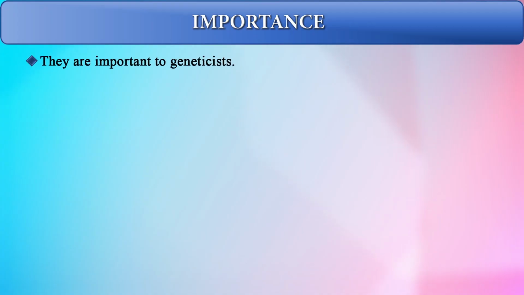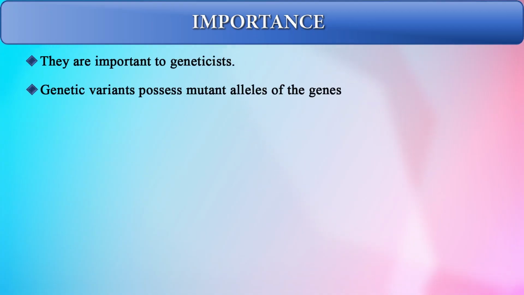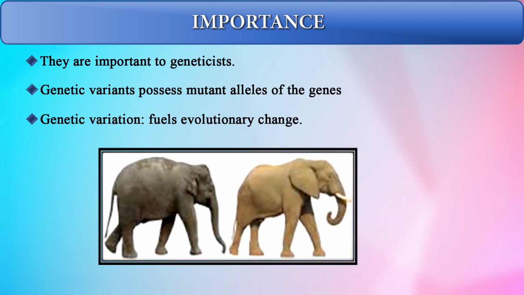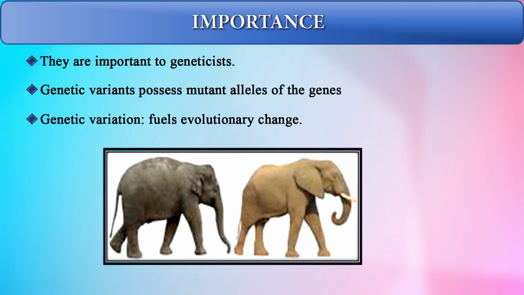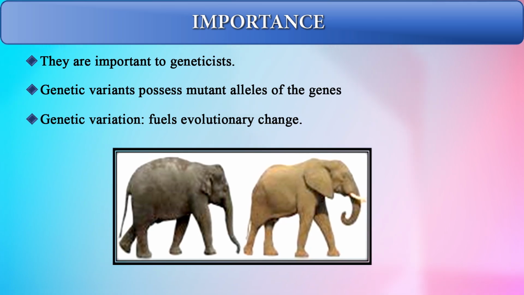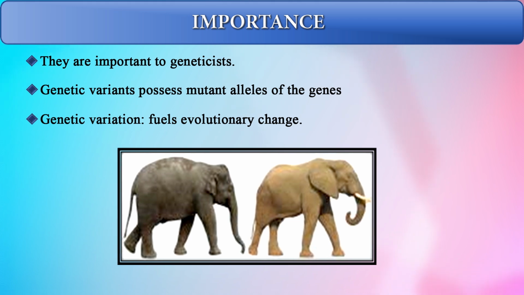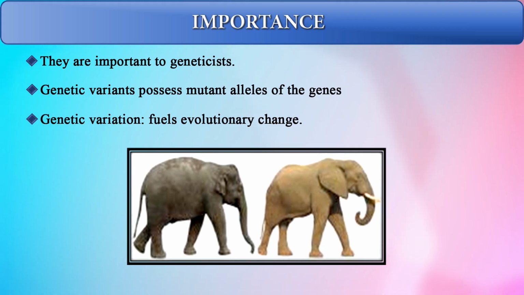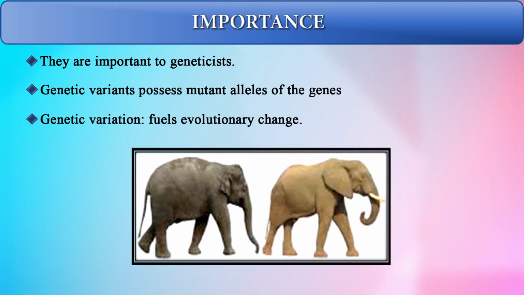The importance of such studies: these are very important to geneticists, and genetic variants possess mutant alleles of the genes. So genetic variations will fuel the evolutionary change. So these are very important factors. Genetics plays a very important role in evolution, fueling the evolutionary changes, whether in plant species, in animal species, and also in the human evolutionary process.